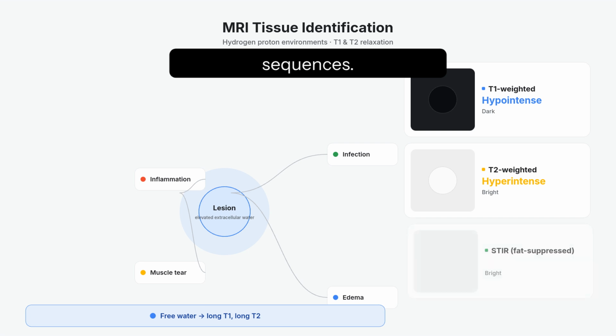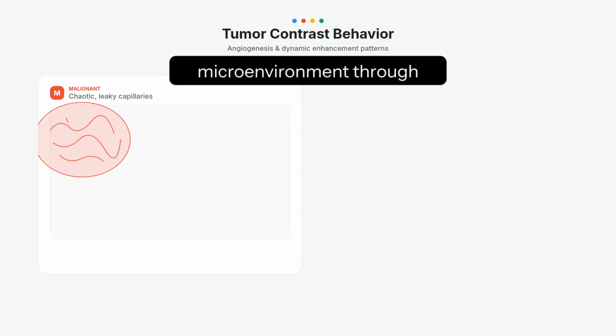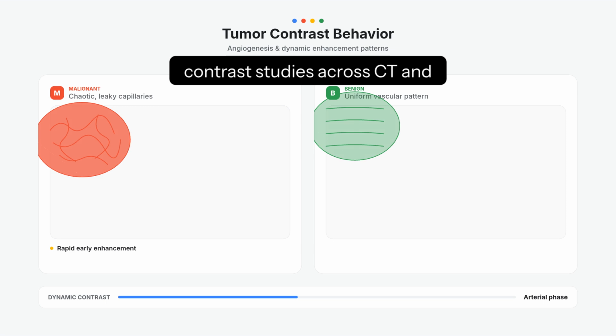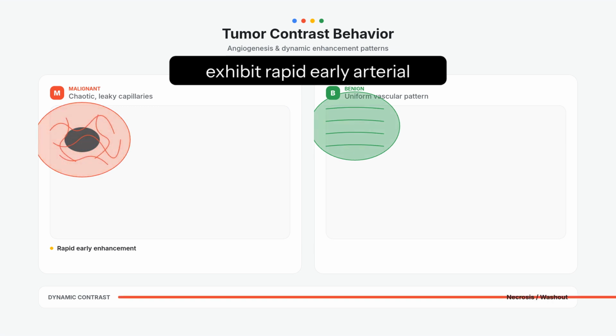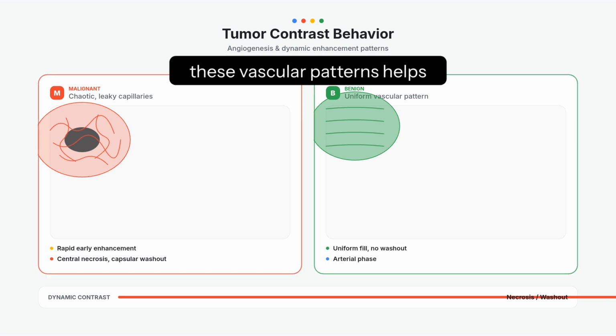STIR sequences. Neoplastic pathologies alter surrounding tissue microenvironment through tumor angiogenesis. Rapidly growing malignant tumors develop chaotic, leaky capillary networks. During dynamic contrast studies across CT and MRI, malignant masses typically exhibit rapid early arterial enhancement followed by central necrosis or delayed capsular washout. Identifying these vascular patterns helps radiologists differentiate malignant tumors from benign hemangiomas or fibroadenomas.